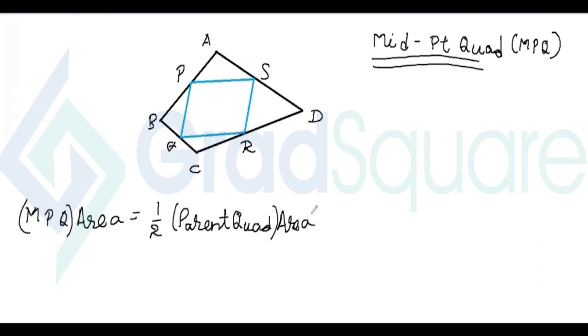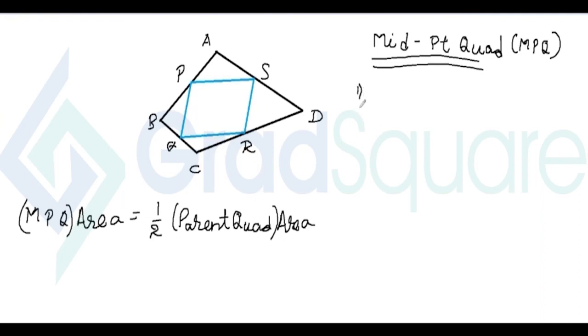So in this figure, PQRS's area will always be half of the area of the quadrilateral ABCD. This property comes in handy in solving several mensuration-based questions. So the area of a midpoint quadrilateral will always be half of the area of the parent quadrilateral. That is the first thing to remember.